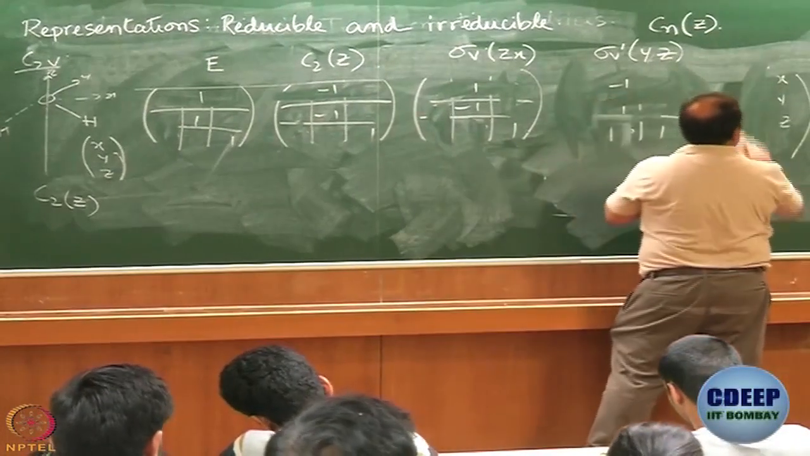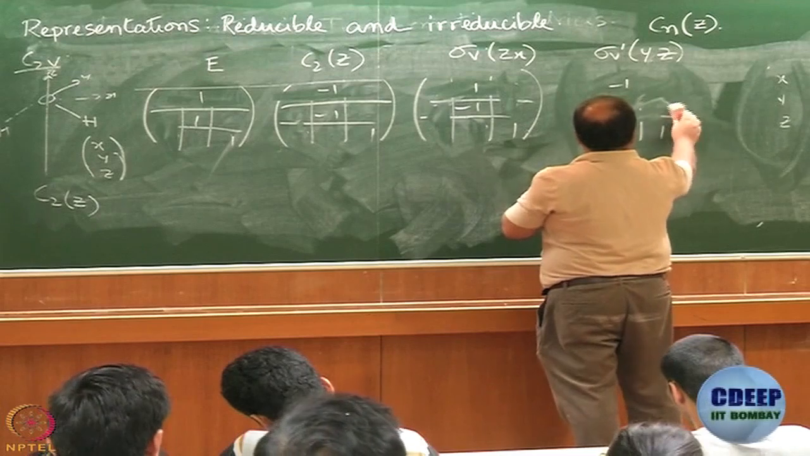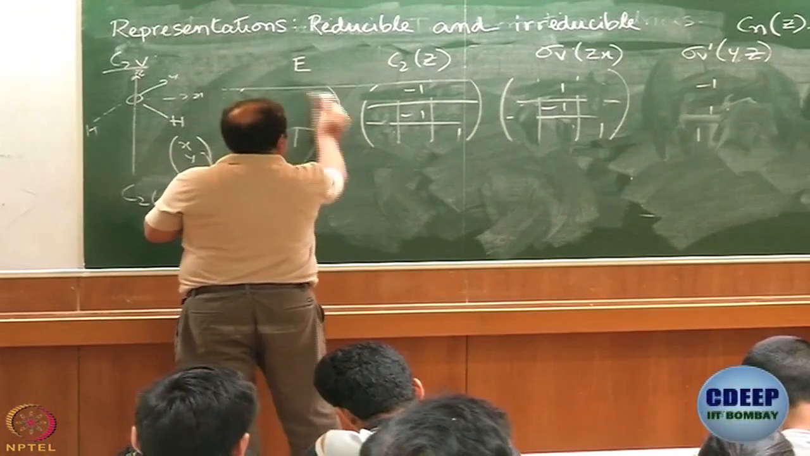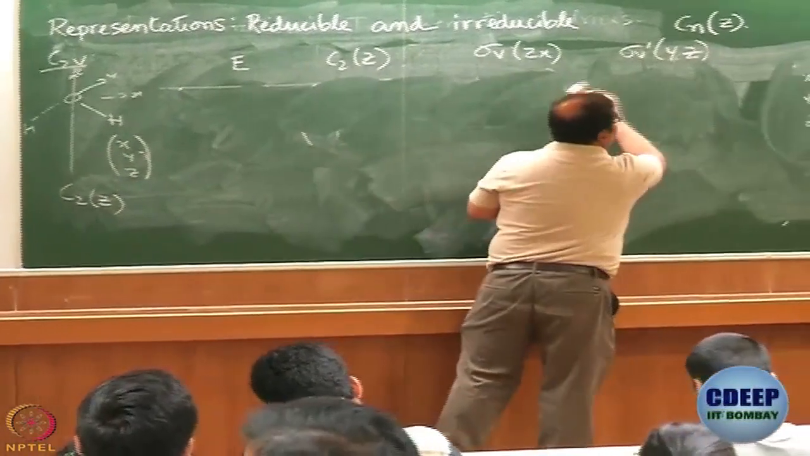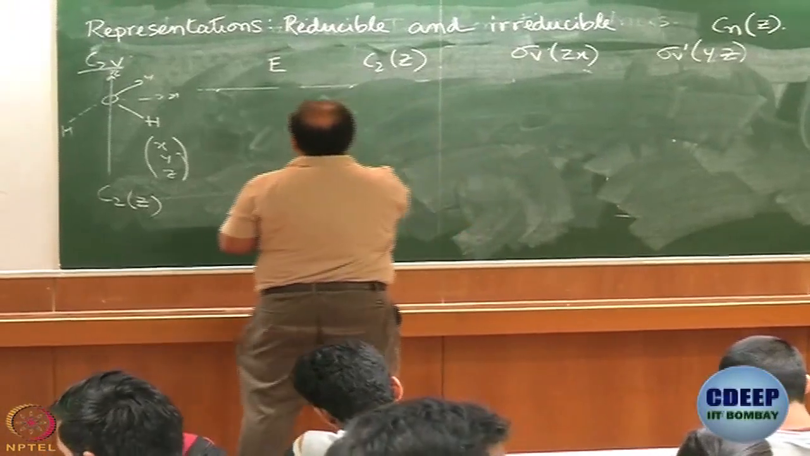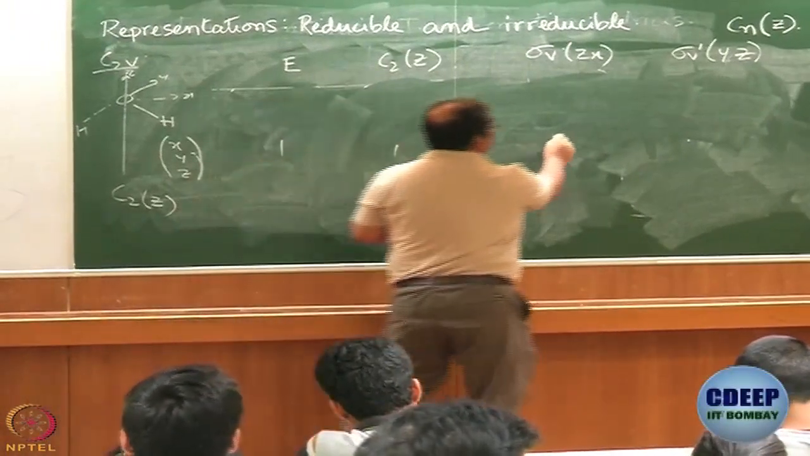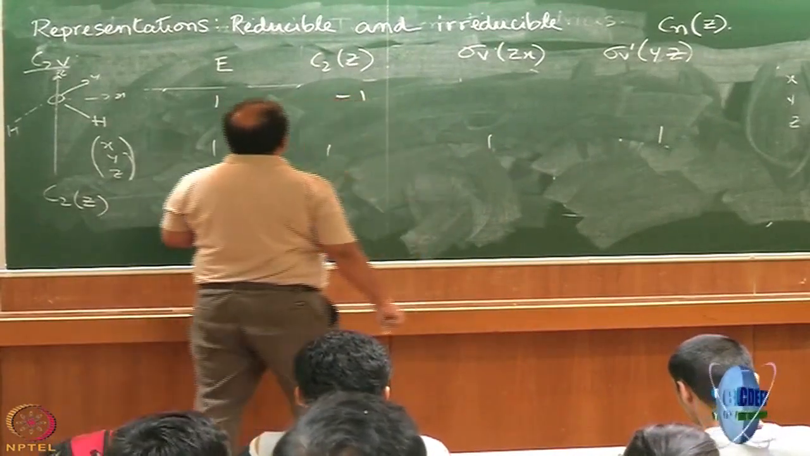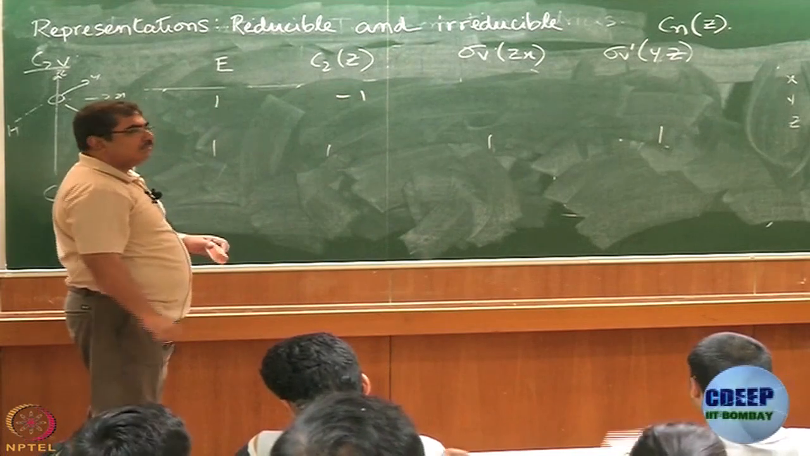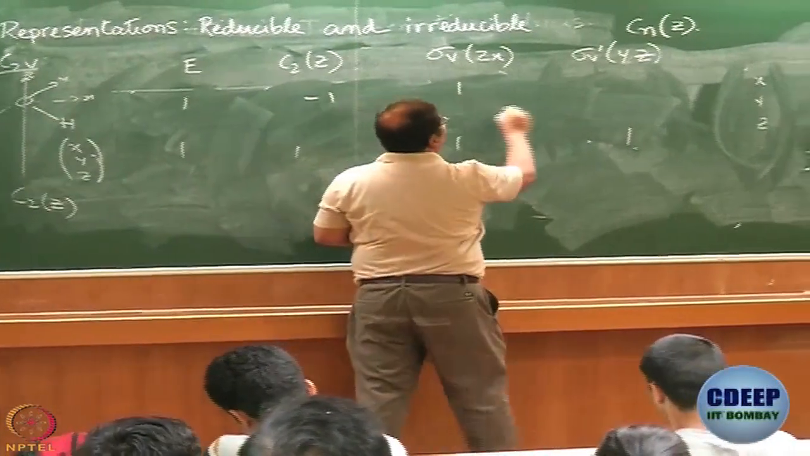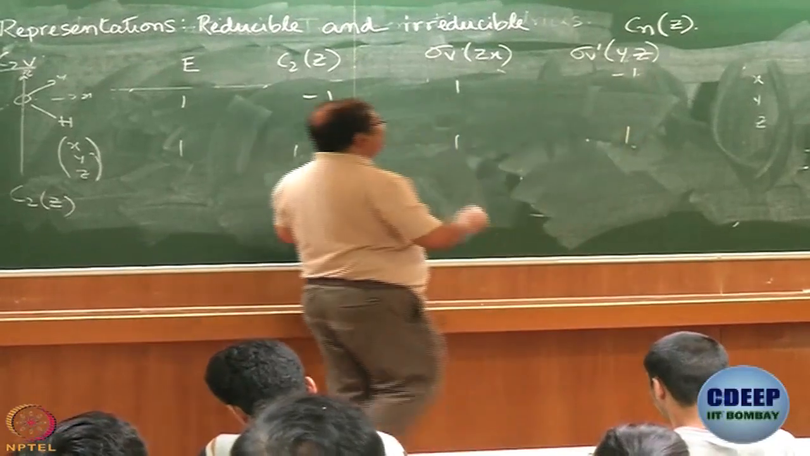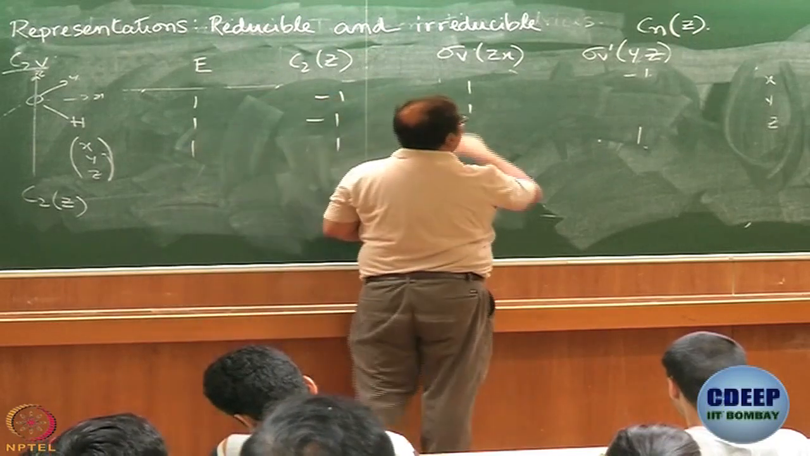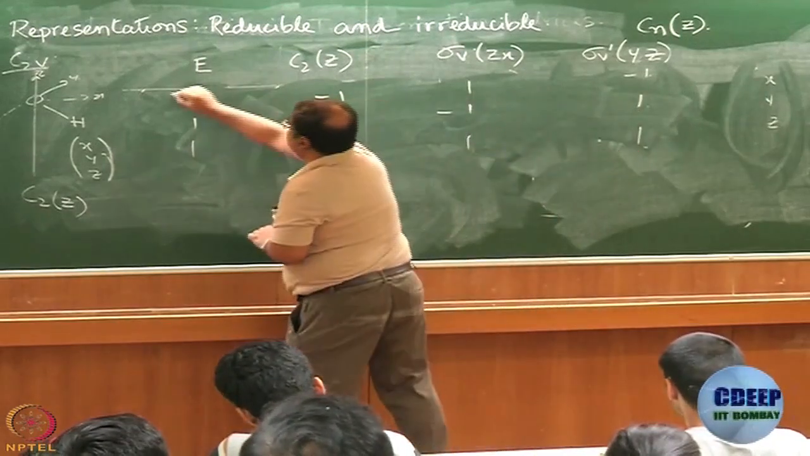For y, it is... for z, I remember it is 1, 1, 1, 1. For x, it is 1 minus... what? Oh, 1 minus 1? Oh, I did not realize you are trying to help me. Sorry. Thanks. 1, minus 1, minus 1, 1. Excellent.